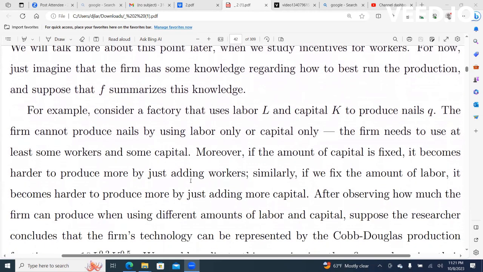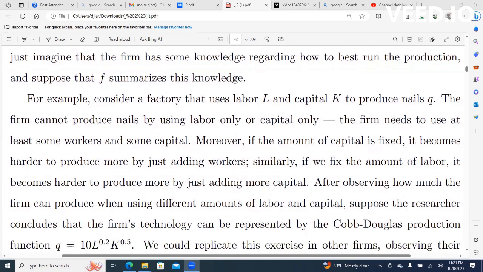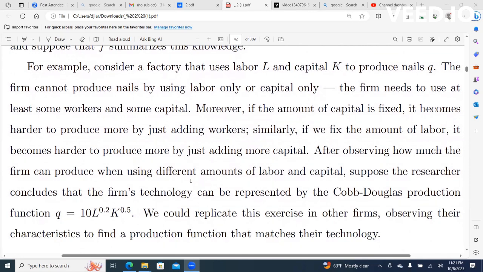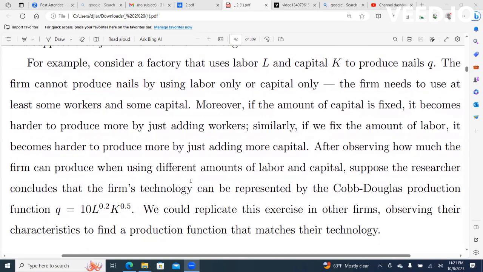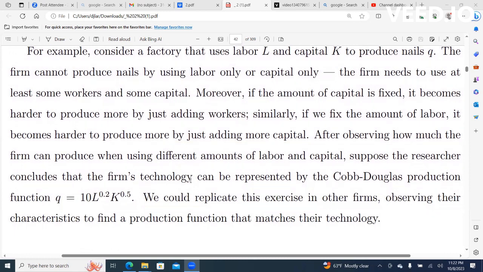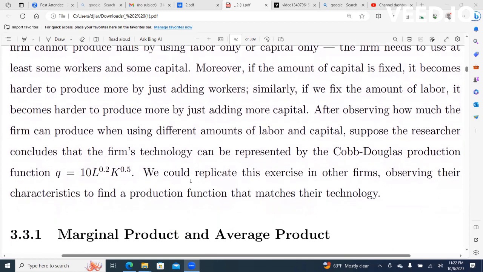So, for example, consider a factory that uses labor L and capital K to produce a quantity of nails Q. The firm cannot produce nails by using labor only or capital only. The firm needs to use at least some workers and some capital. Moreover, if the amount of capital is fixed, it becomes harder to produce more by just adding workers. Similarly, if we fix the amount of labor, it becomes harder to produce more by just adding more capital.